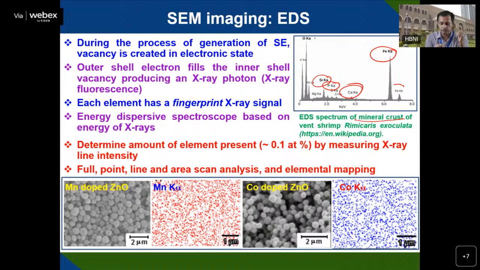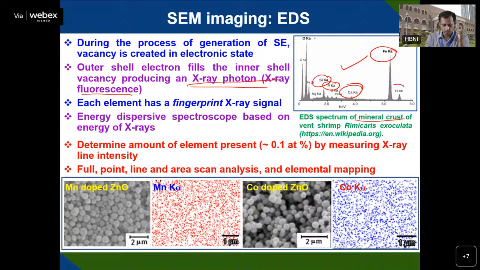Here, during the process of generation of secondary electron, a vacancy is created. Once the electron falls on the sample, the secondary electron is generated, and once the secondary electron comes out, a vacancy is created. To fill that vacancy, an electron from a higher orbital comes in and produces X-ray photons, and that fluorescence X-ray is detected here in case of spectral mapping. Each element has a particular fingerprint X-ray, like copper K alpha, or iron K alpha, or K beta. So that information will give you the compositional structure.